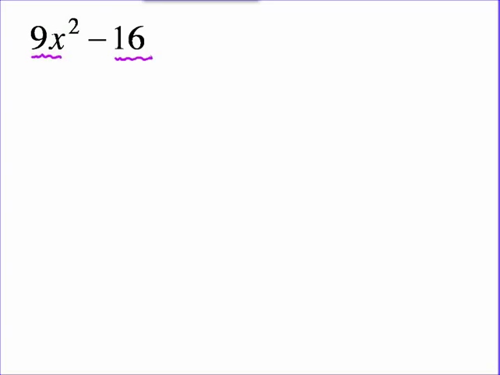Nine's a special number, so is 16. What's so special about them? They're perfect squares. What is squared to give me 9? 3. Now in this case, it's actually going to be 3x because I've got an x there. What is squared to give me 16? 4. So in this case, this is the difference of 2 squares pattern that we learned back in Algebra 1.